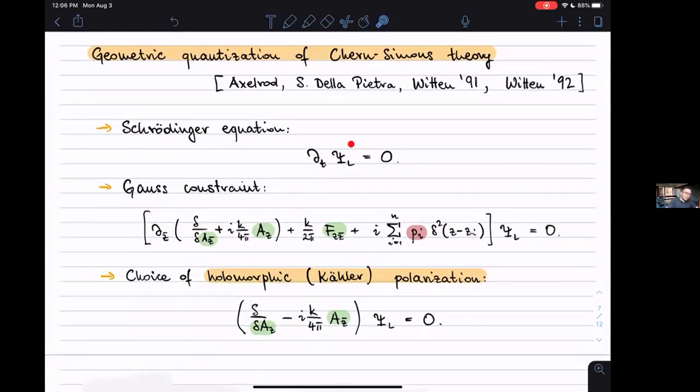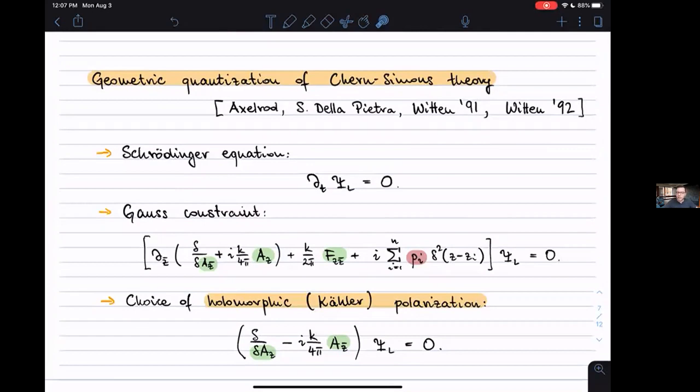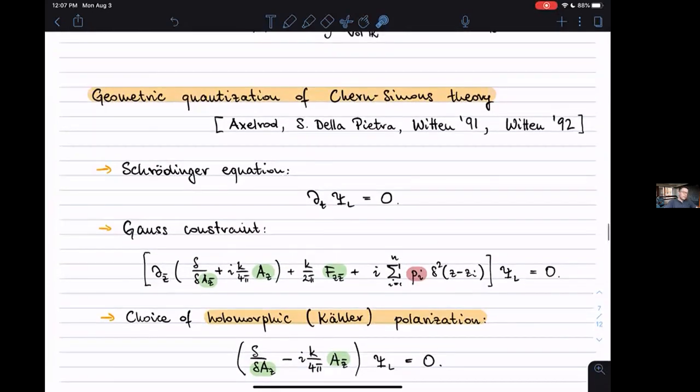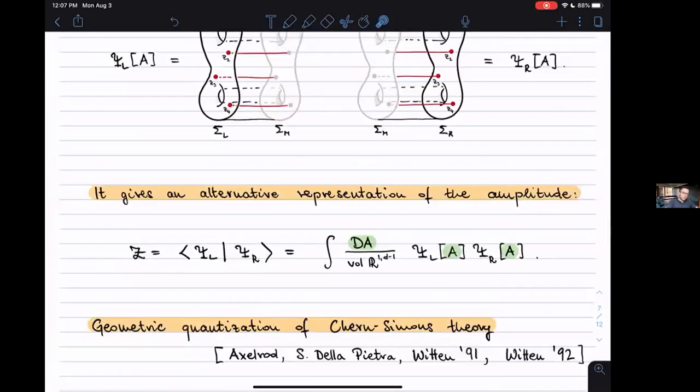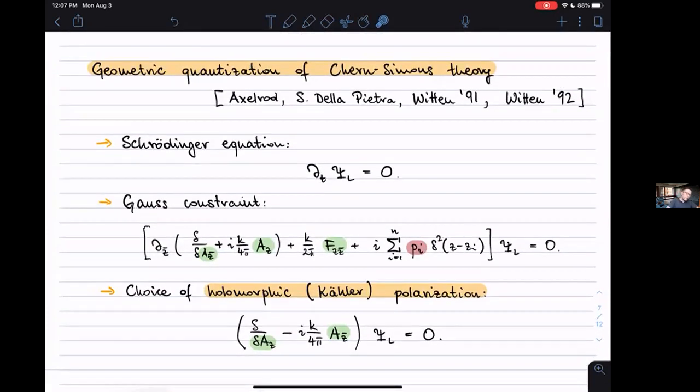The first one is the obvious one, which is the Schrödinger equation, which tells us that the time derivative of our wave function is 0. That's because the Hamiltonian for our system is 0. And that just tells us that we can slide things around back and forth. So again, a quantum version of what we've seen before classically. Another constraint is this Gauss constraint, where some operator acts on the wave function, which once again is a quantum version of the Gauss constraint that we've seen before.